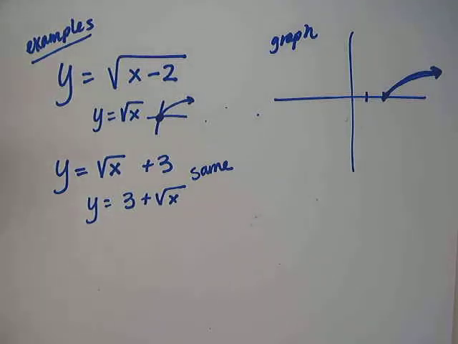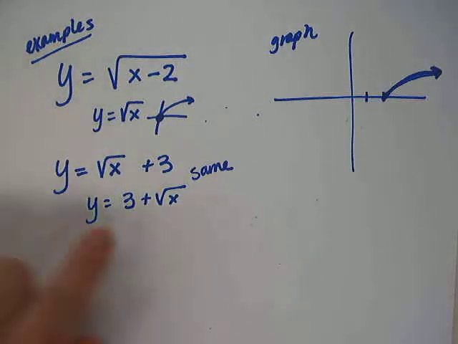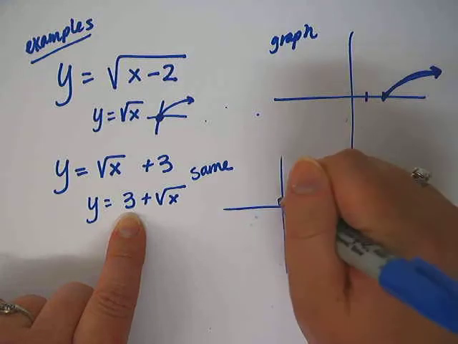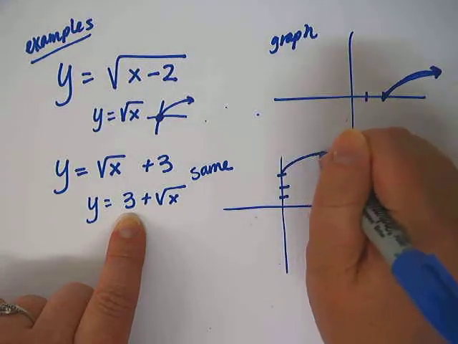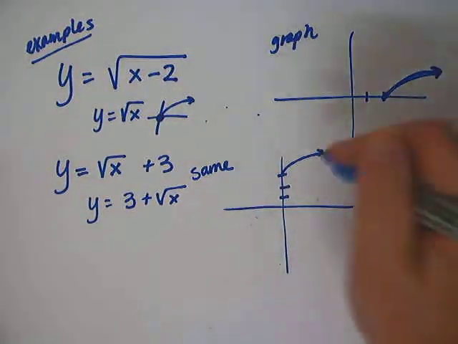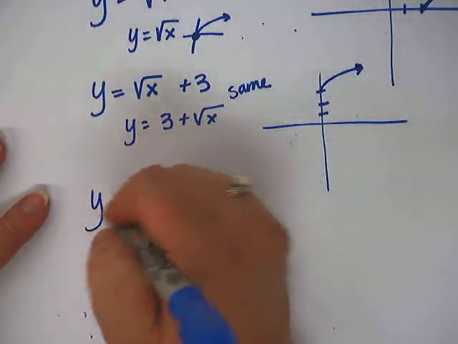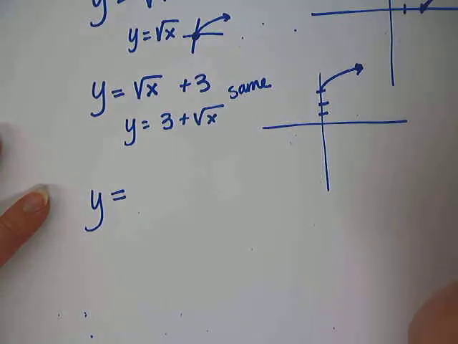There's this little property in math called the commutative property, that 3 plus 4 is the same thing as 4 plus 3. It doesn't matter what order they're in, right? So it doesn't matter if the 3 is first, it still does the exact same thing. It's just going to move the entire graph up 3.